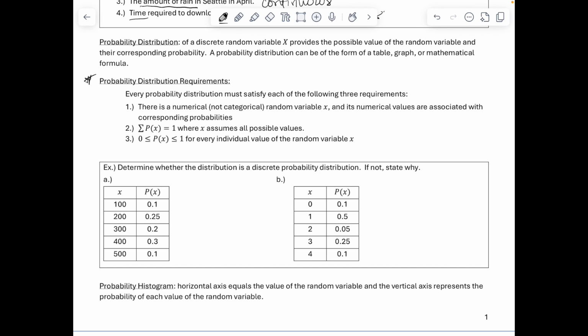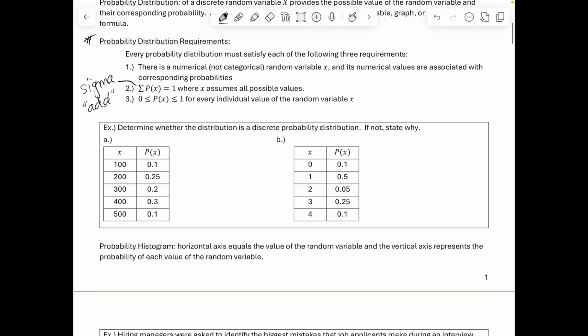Again, this sigma, this Greek letter here, means add. So we're going to add up all those probabilities and it equals 1, where x assumes all the possible values. The third thing is that the probability is going to be between 0 and 1 for every single value of that random variable, and it could also equal 0 or equal 1.